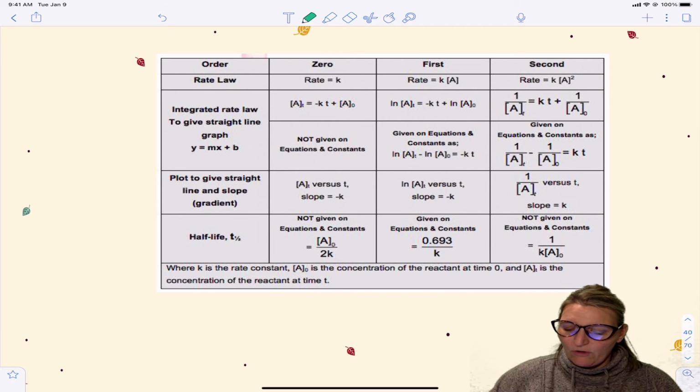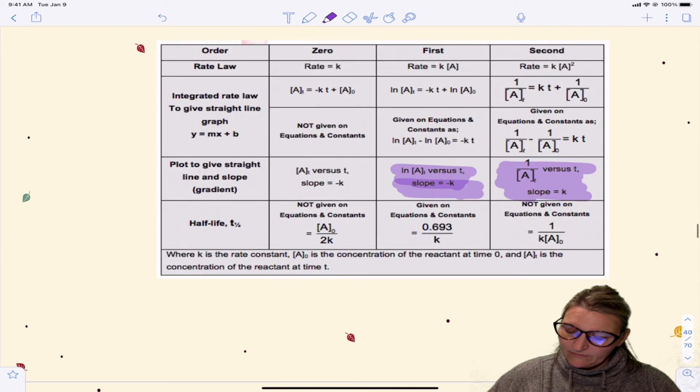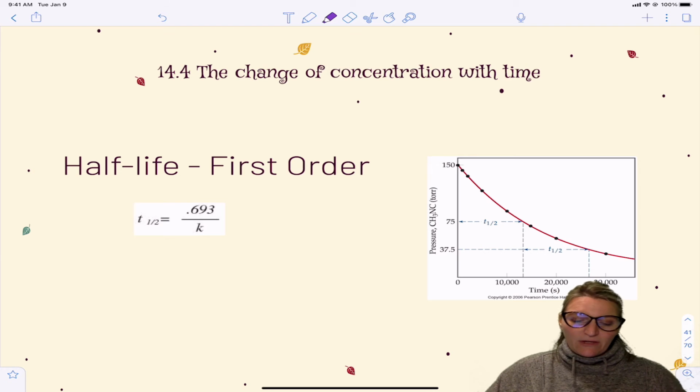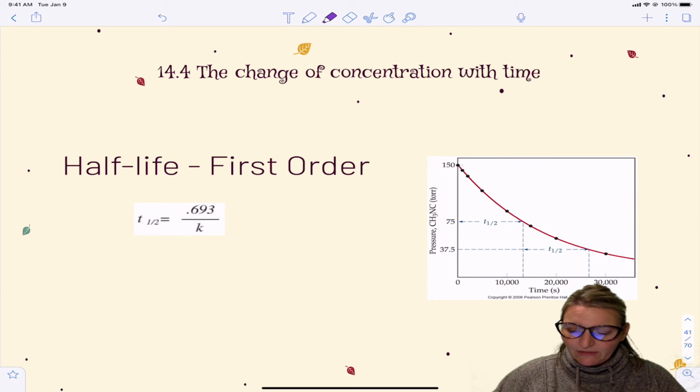You should know what makes a straight line. You should know that the slope is negative k versus positive k. And so moving on a little bit, half-life. So half-life is something about the rate of a reaction, right? If it has a short half-life, that means that it reacts quickly. If it has a long half-life, it reacts slowly. So obviously, somehow these concepts are related. Exactly how is what we're going to be looking into.